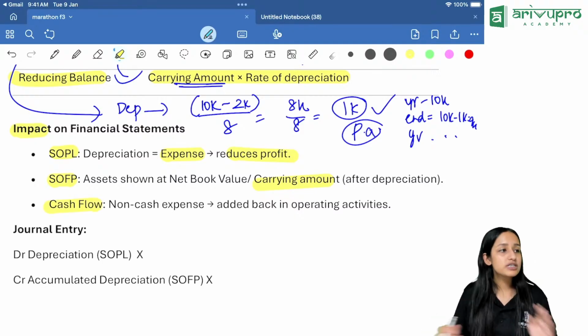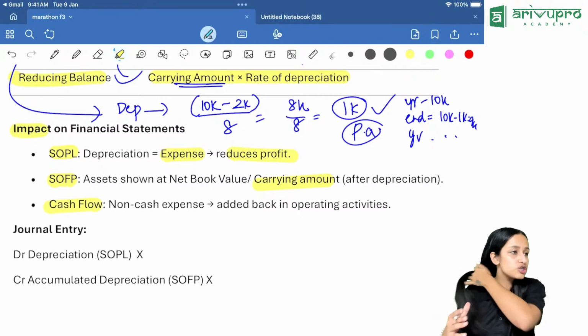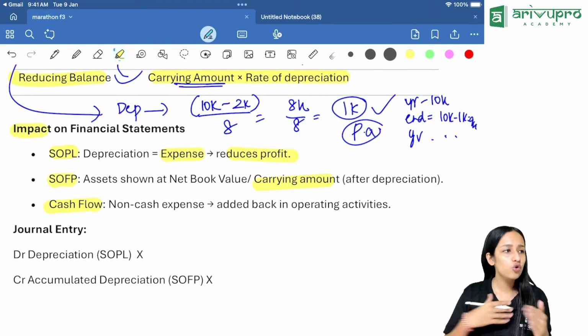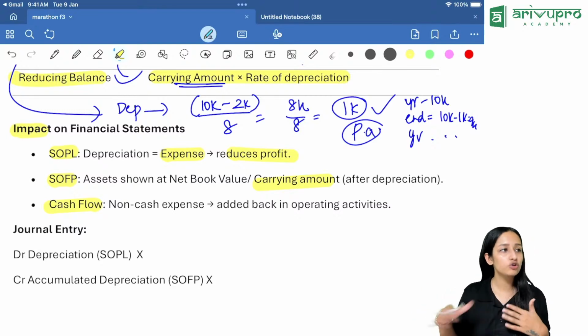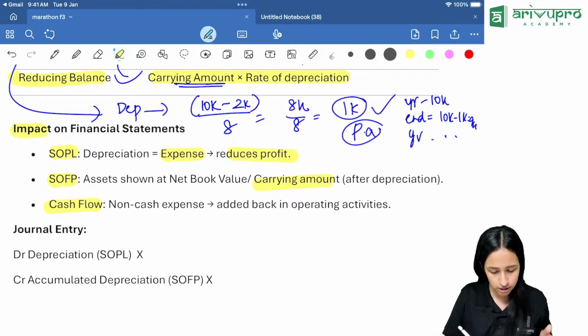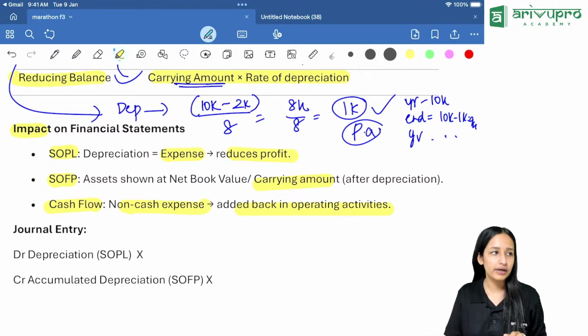Coming to cash flows, depreciation is a non-cash expense. You're just assuming it's an accounting entry. Okay, no cash is coming in or going out because of depreciation. So that's why you will add it back in operating activities. You will not understand this until we go to the cash flows chapter.